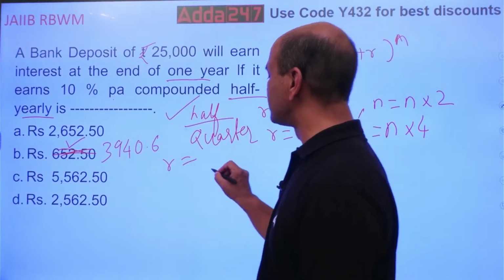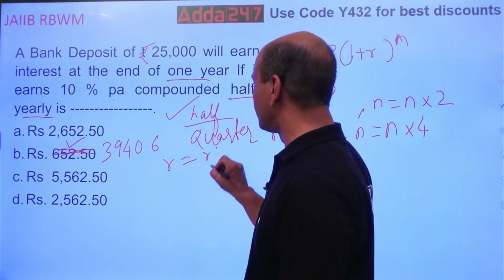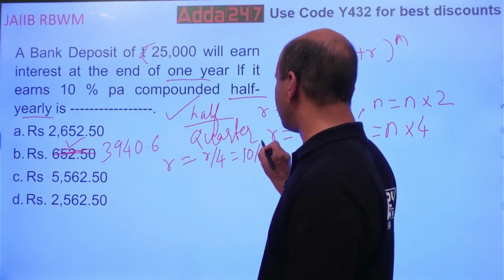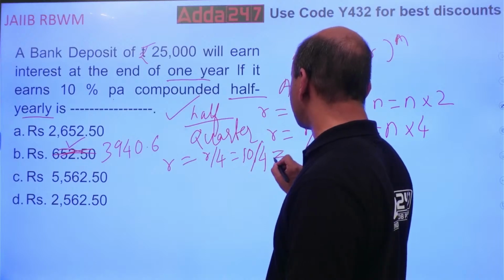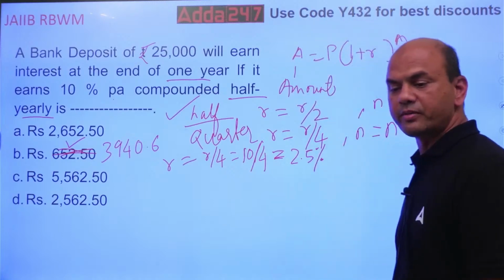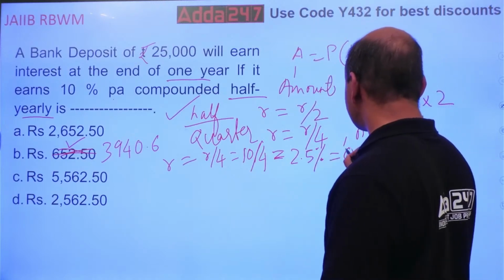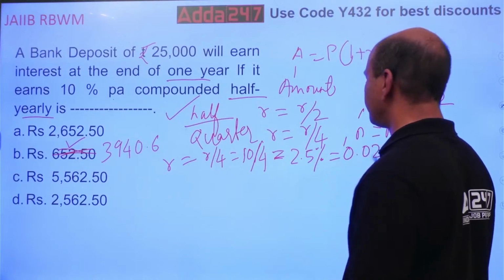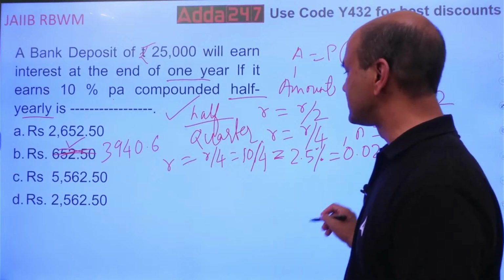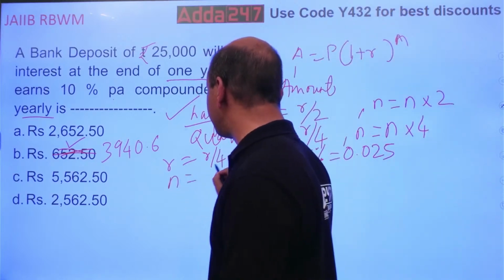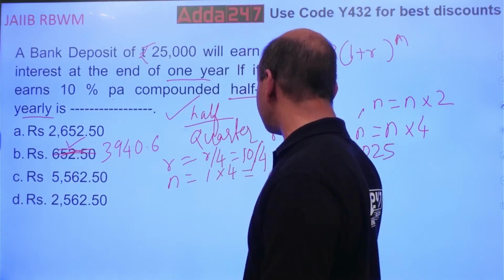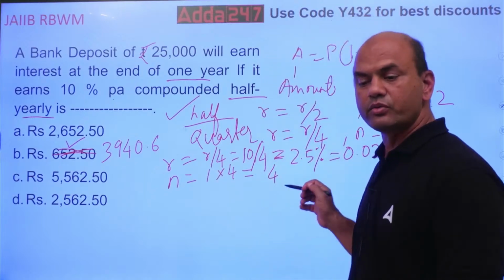Quarterly, so R equals R upon 4. What is R upon 4? 10 upon 4, which is 2.5%. 2.5% means 0.025. Then R is done. What is N? N equals multiply by 4. So 1 into 4, that is equal to 4 now. 1 is directly given, so 1 into 4, 4.